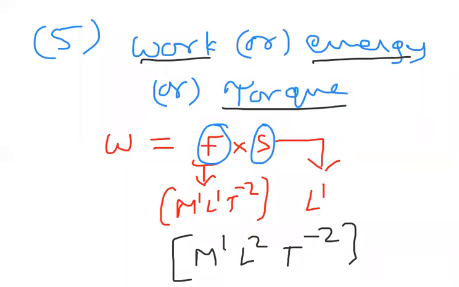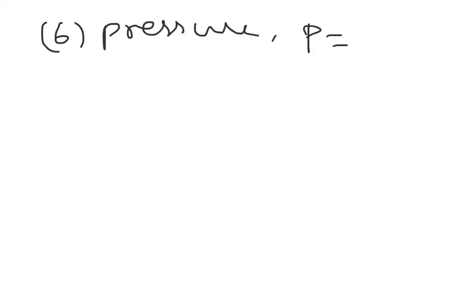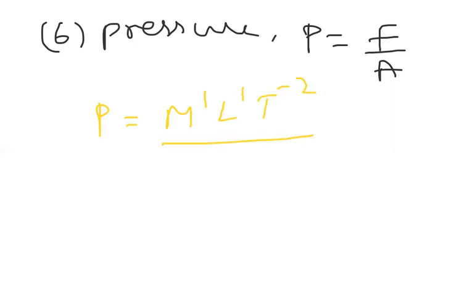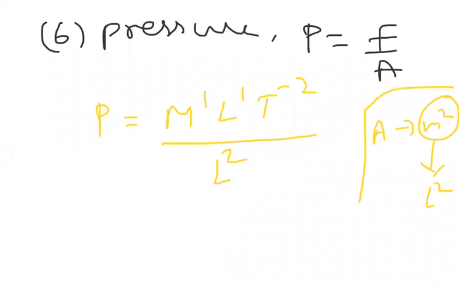Next, if you observe the next one, pressure. First of all, I know the formula for pressure as force by area. The force formula we just derived as M1 L1 T power minus 2. And what is the area formula? Area unit is meter square, which means I can write L square.